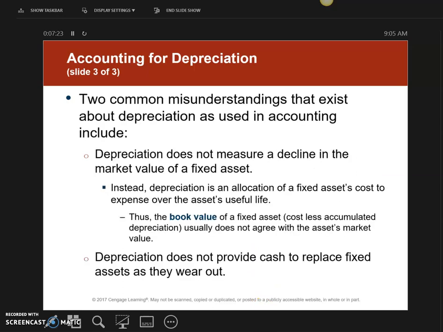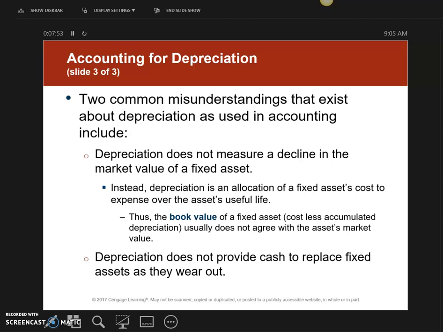So the book value, and I don't remember if you remember that, the book value is the cost of the fixed asset minus the accumulated depreciation. So we need to remember that. The book value is the cost minus whatever's in the accumulated depreciation. And just to refresh your memory, accumulated depreciation is a contra asset account. It subtracts from the value of the equipment. So let's get started in calculating depreciation.